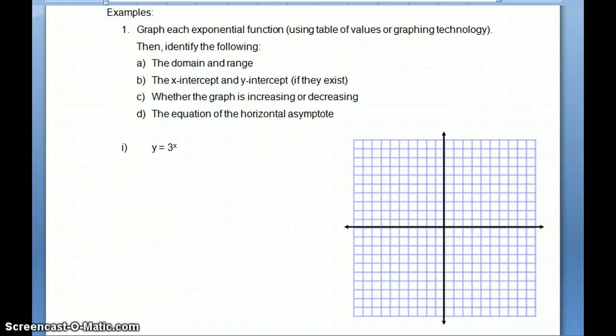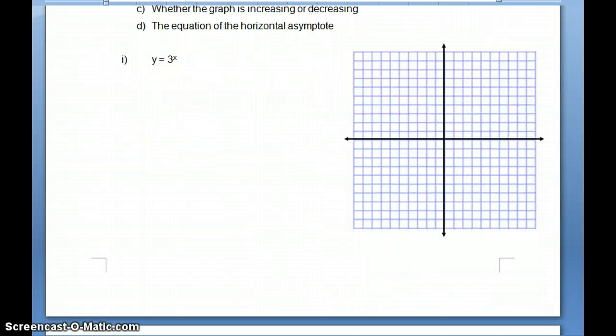Hopefully you know how to input values to determine what those values would be, but it's always good practice. So for sure try the first one using the table values, and the second one we can use technology, okay? So when we do this, we're going to also identify the domain and the range, the x-intercept and the y-intercept if they exist, whether the graph is increasing or decreasing, and then finally we'll state the equation of the horizontal asymptote. So we'll scroll down here.